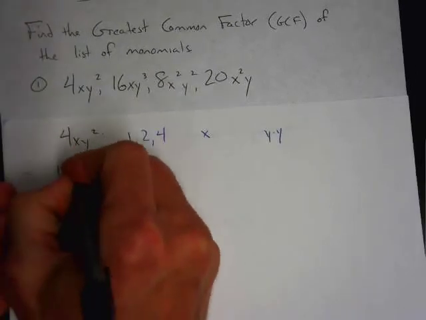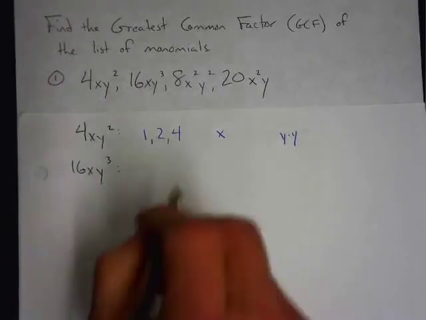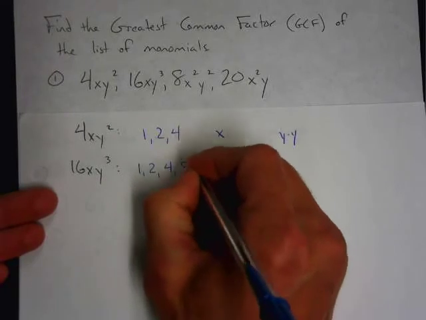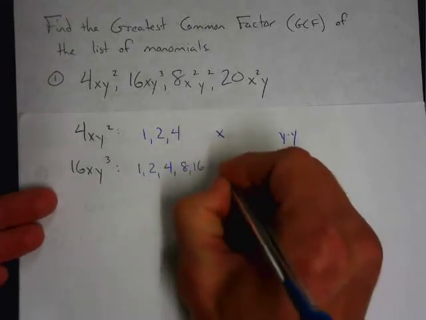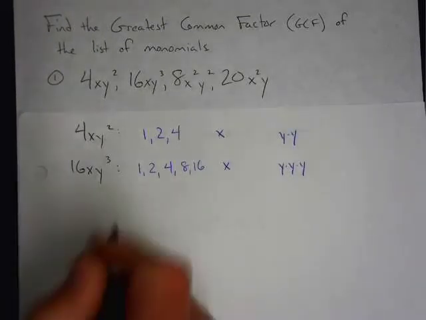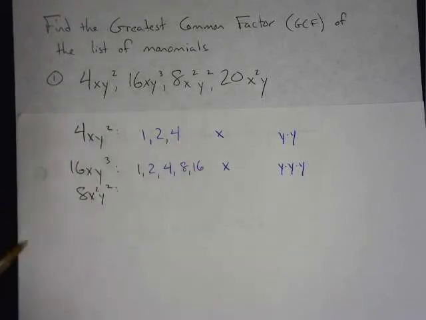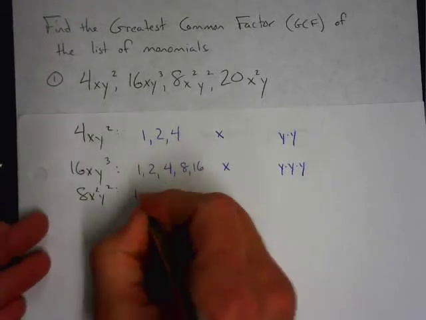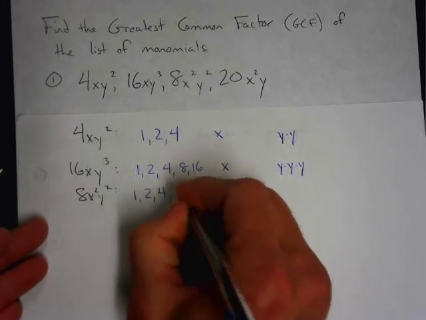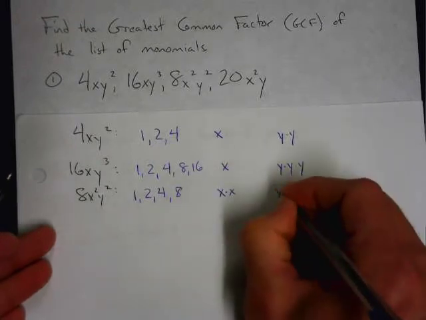Now we're going to look at 16xy to the third power. What are the factors of 16? There's 1, 2, 4, 8, and 16. There's an x and a y to the third power. Then we look at 8x squared y squared. The factors of 8 are 1, 2 goes into 8, 4 goes into 8, 2 times 4 is 8, and 1 times 8 is 8. So 1, 2, 4, and 8. There's x squared, and then there's y squared.